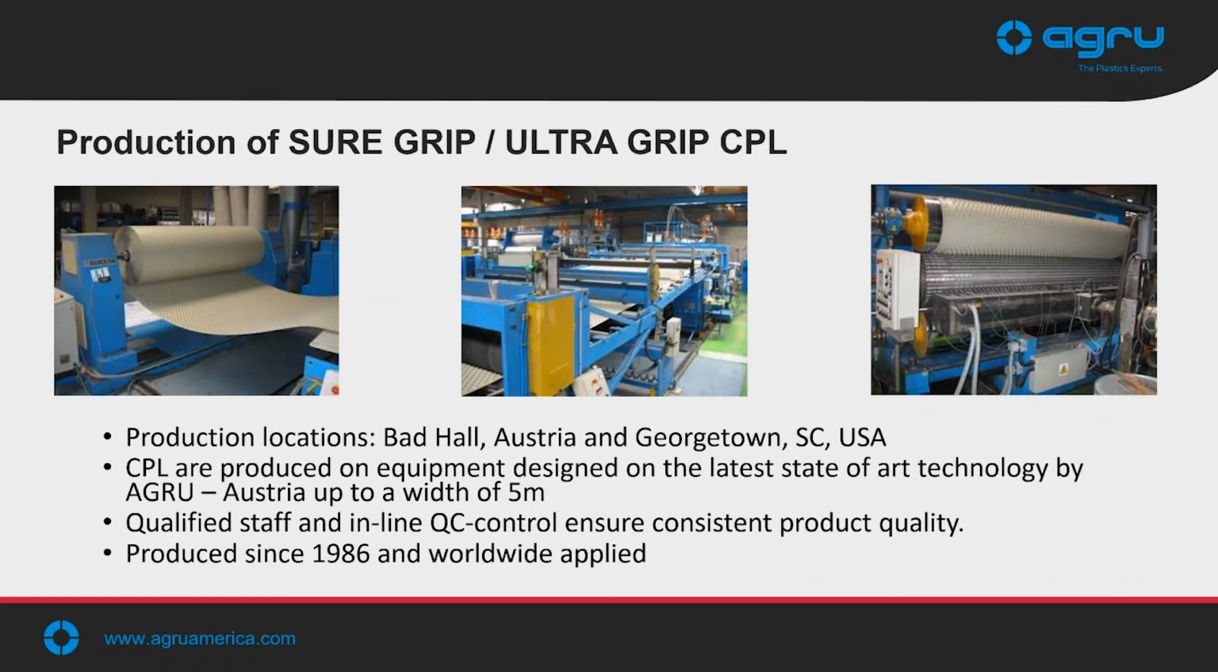We have production of this particular product in both Bad Hall, Austria, and also here in Georgetown, South Carolina, where I'm calling from. They're designed with the latest state-of-the-art technology. We design these machines, these extrusion lines, in-house. They are state-of-the-art. We have a very qualified staff and quality control system to ensure that we have the highest quality components. We've been producing concrete protective liners since 1986, so for over 30 years. And for well over 25 years, we've been making it in the same basic design that you'll see in just a moment with the V-shaped anchors.